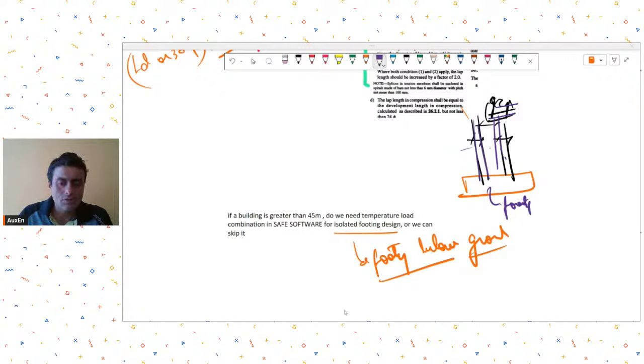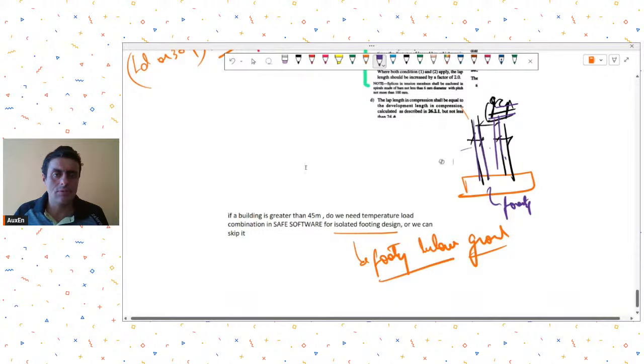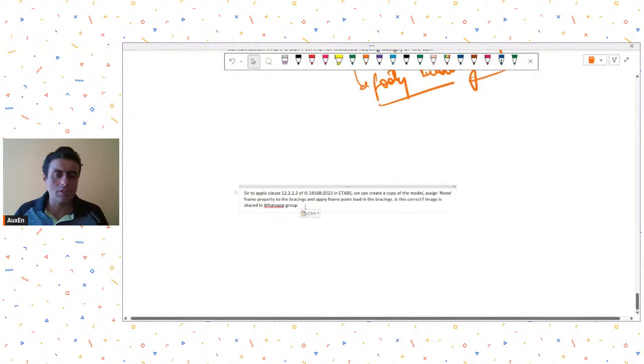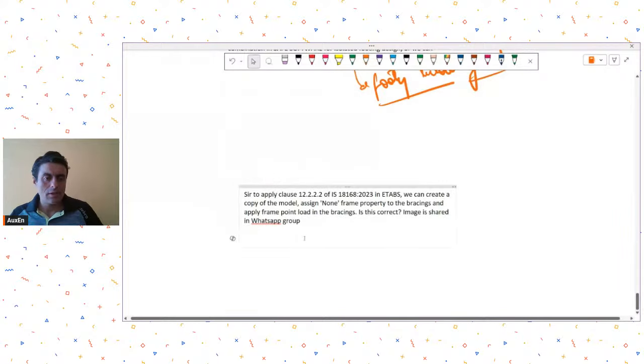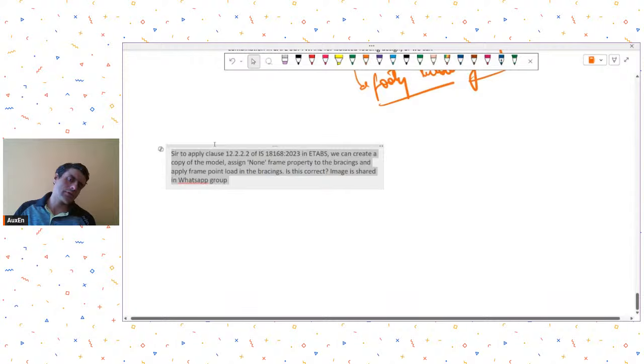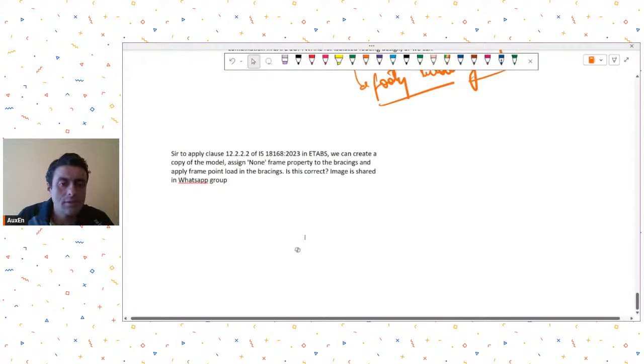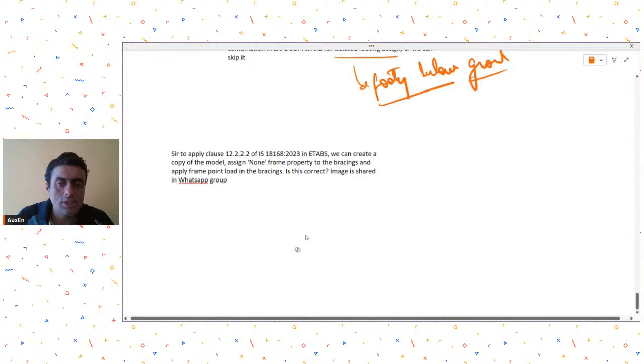Okay. Next question is from Engineer Umang Patel. He is a postgraduate student writing from Nashik and he is doing his thesis on ductile design of steel structures based on IS 18168 code. I think he is talking about the expected strength analysis. He has shared some image in the WhatsApp group.